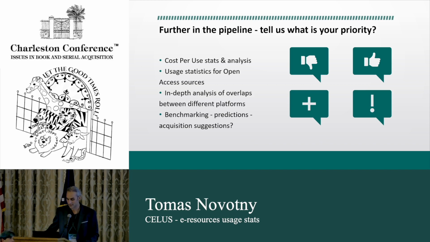So big one definitely is the cost per use statistics and analysis. To some extent, we already have that covered through a partnership with Consortium Manager. So those of you who are using Consortium Manager and CELUS at the same time can benefit from advanced cost per use stats and analysis already. Another big topic, especially here in Charleston, where it was greatly debated, is open access. So we are now thinking how to handle the stats for open access e-resources and how to best present the data and what kind of analysis you would like to do with that.